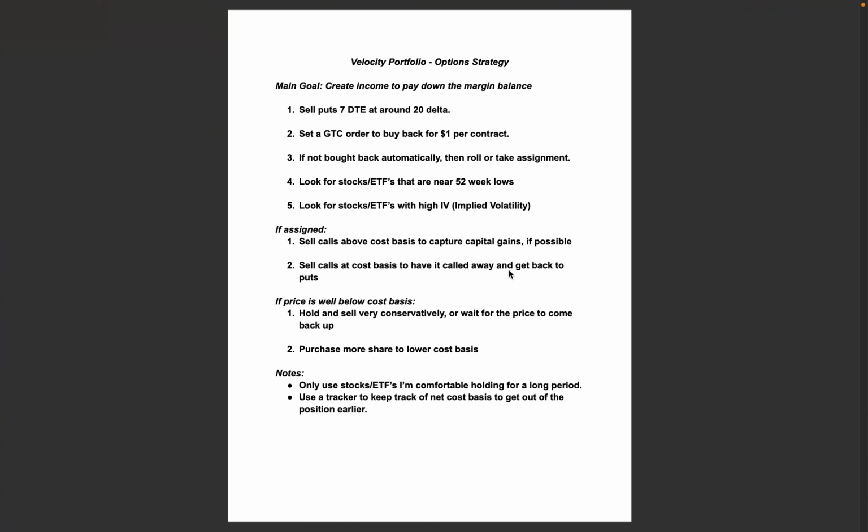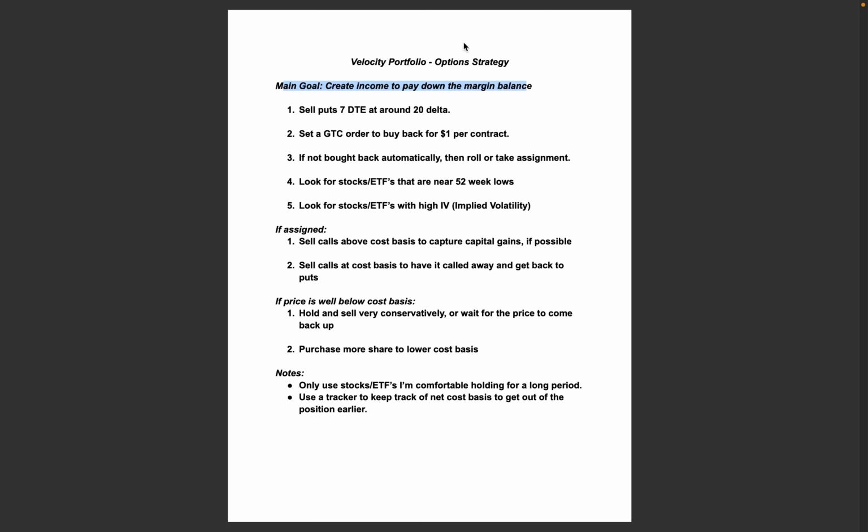Going into what I do for the options trading in my account. The main goal of the options trading, like I mentioned, is to create income to pay down the margin balance, just like the high yield dividend income or any stock income or even capital gains. If I decided to maybe swing trade a stock because I bought it beaten down from earnings or something like that, anything generated from any of these tactics is used to pay down the margin balance.